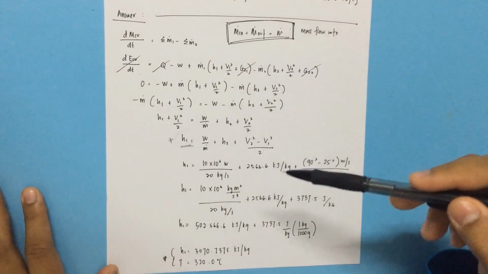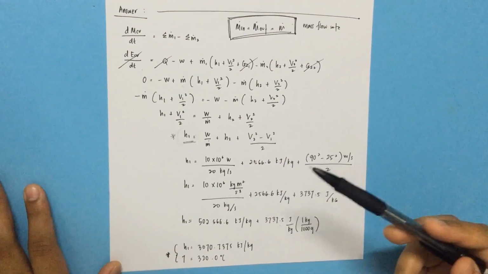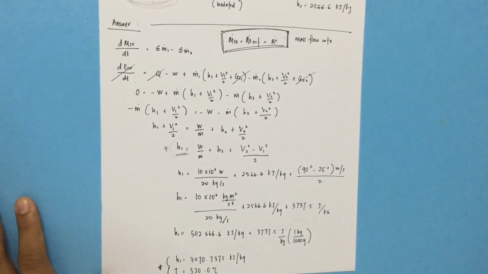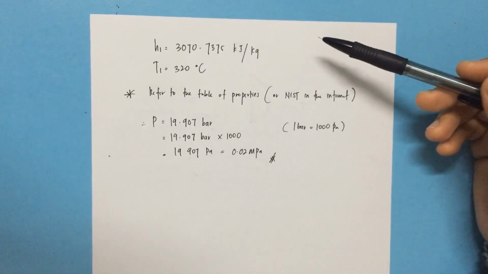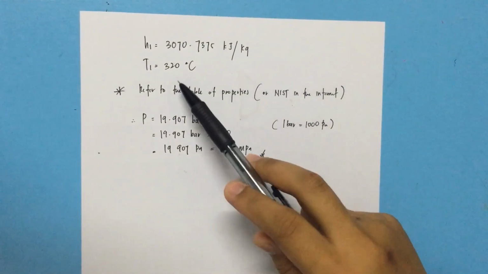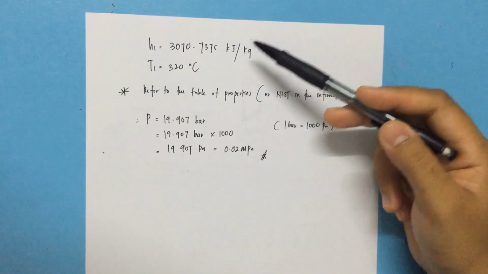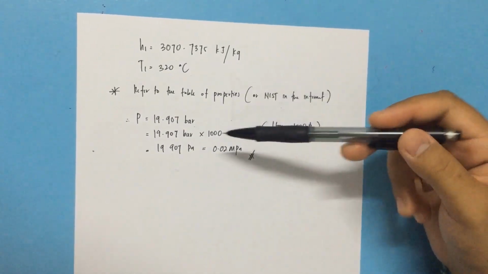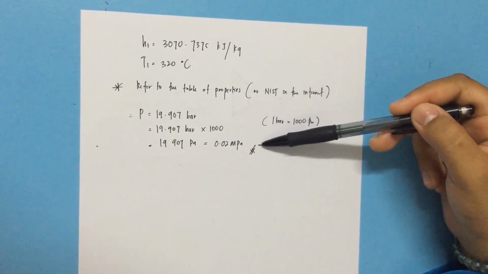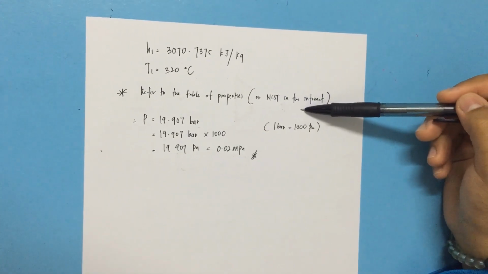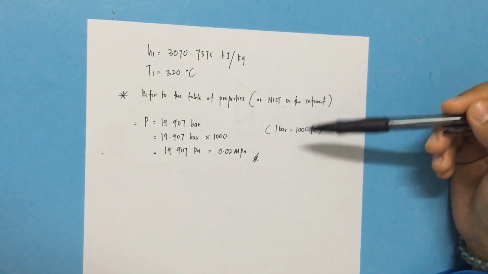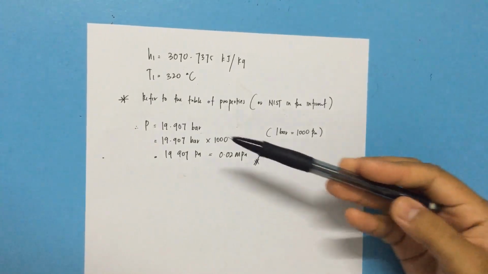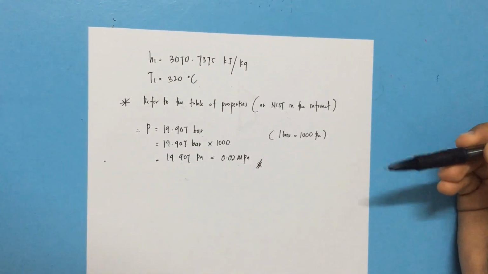So at last, we will get enthalpy for part 1 equal to 3070.7375. And to find the pressure for the first part, we need to use two properties given in the question and refer to the table of properties. After we use the two properties given, enthalpy for part 1 and temperature for part 1, we will get the pressure from the table of properties, which is 0.02 MPa, or we can use NIST on the internet. It is a more simplified method, where we just insert the properties given here and we will get the exact value for the pressure. Okay, that's all. Thank you.